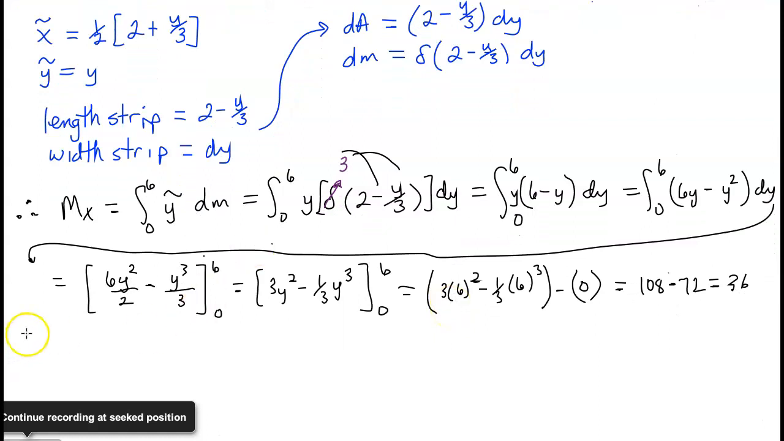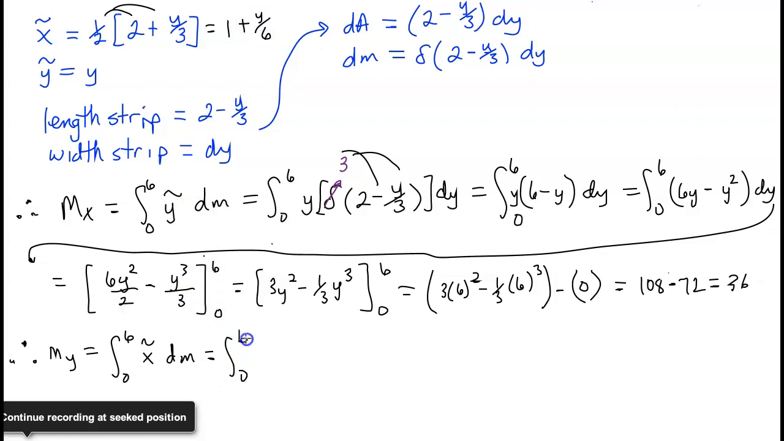So now we need to do the same thing for the moment about the y. And here we know that this will be the integral from 0 to 6 of x tilde dm. And if you remember, our x tilde is going to be 1/2 of 2 plus y divided by 3. And if I was to actually go in and multiply that through, that would be 1 plus y divided by 6. So I'm going to go ahead and implement that now.